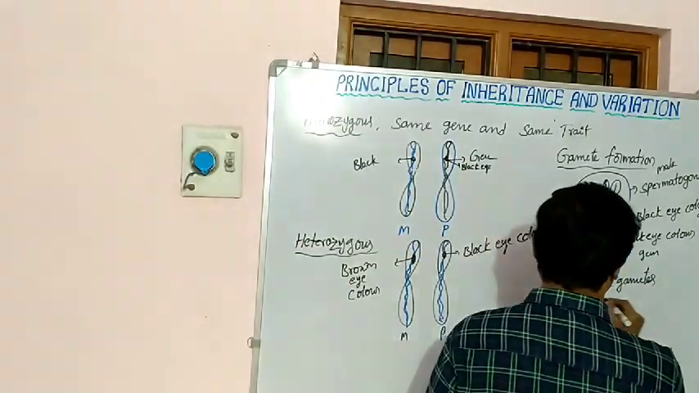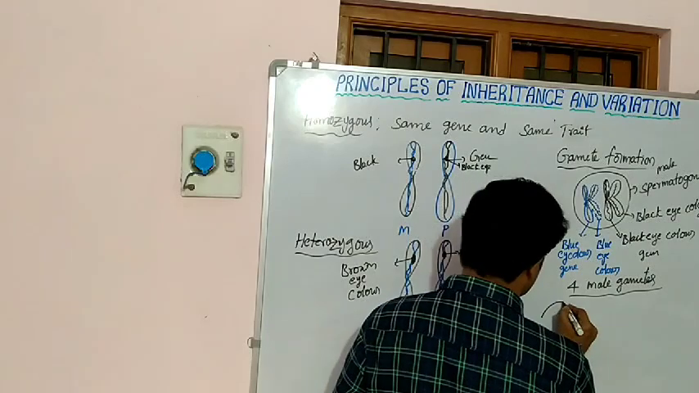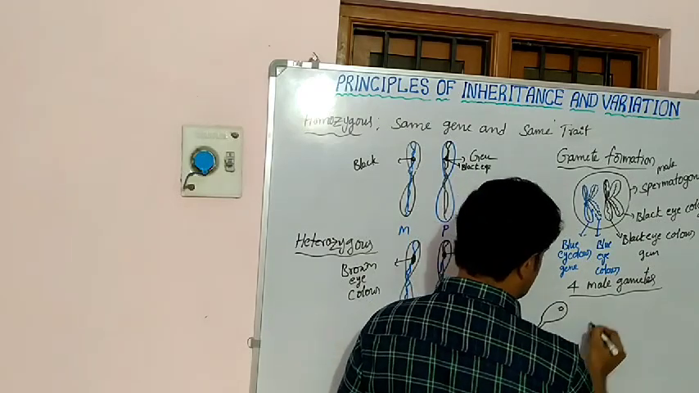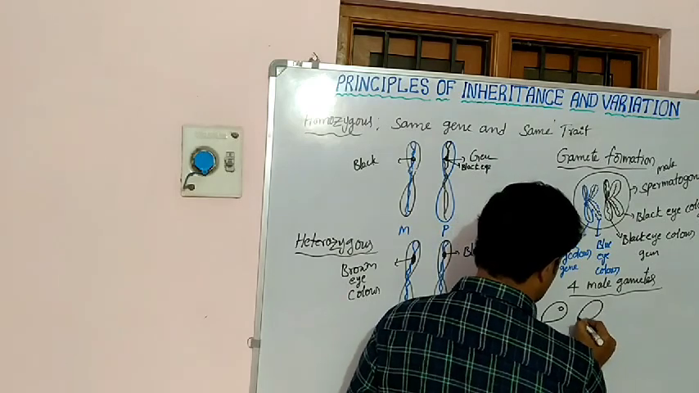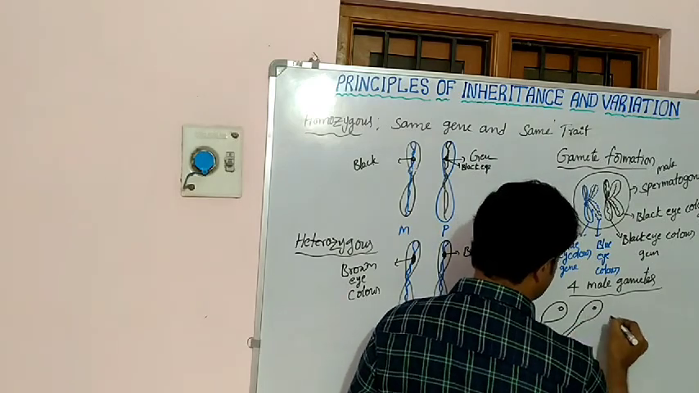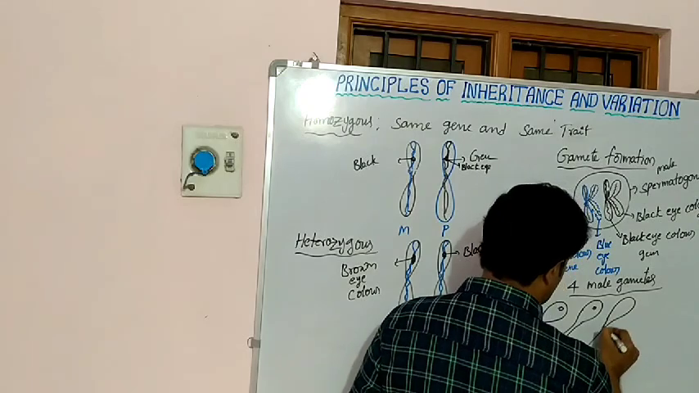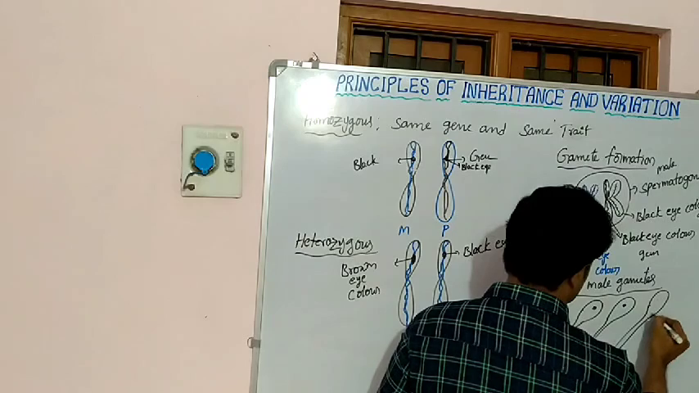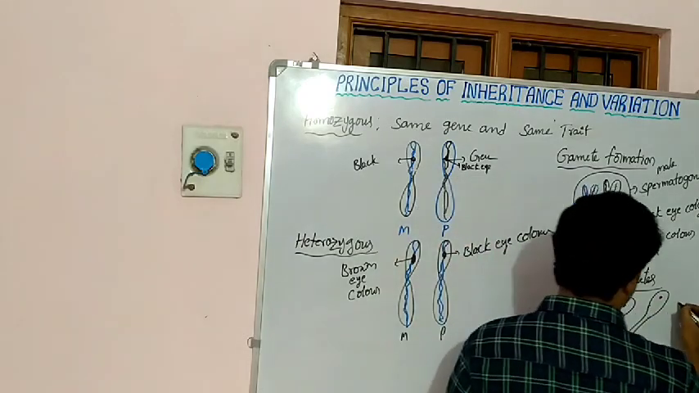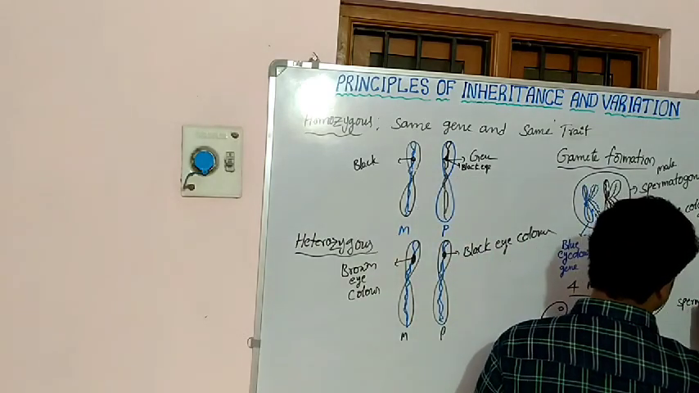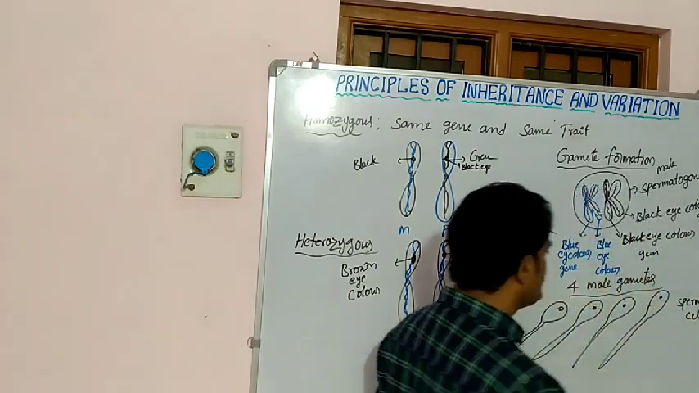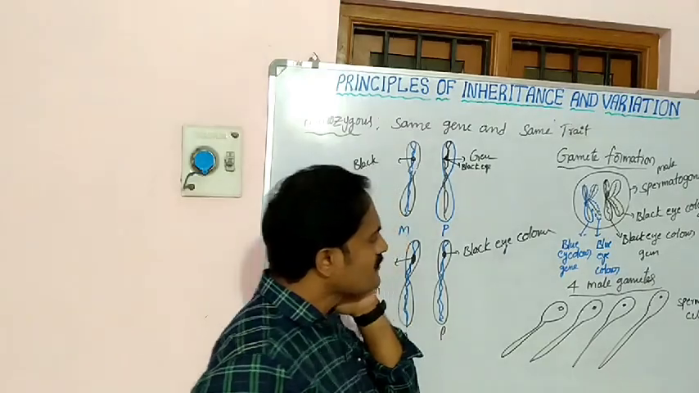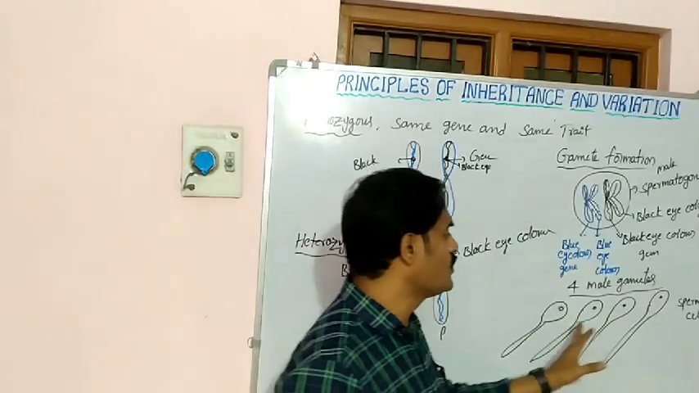What are the 4 male gametes? They are sperm cells like this. This is one sperm cell, this is the second, this is the third, and this is the fourth. Like these, there are 4 sperm cells. See which type of eye color we see in these 4 sperm cells.